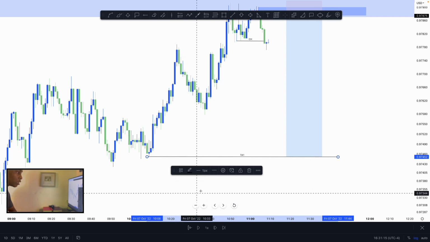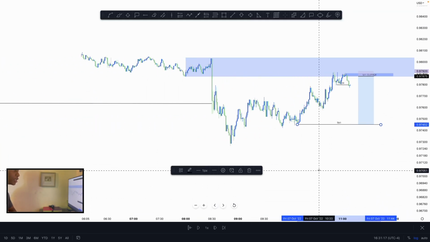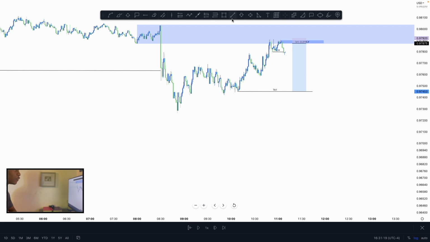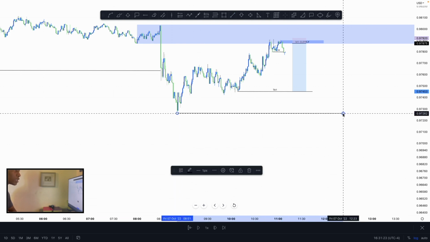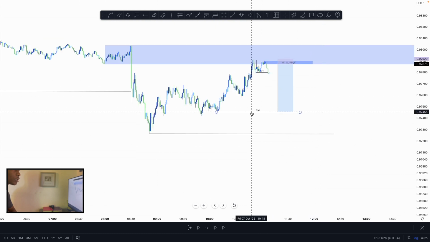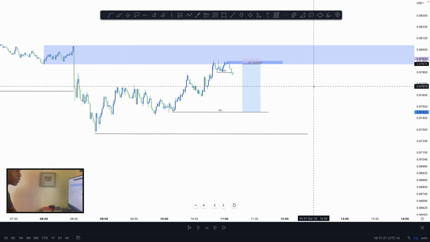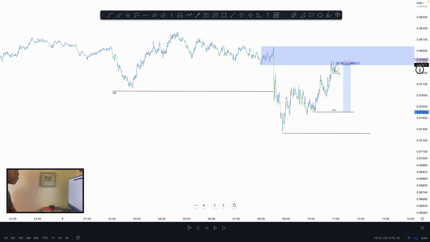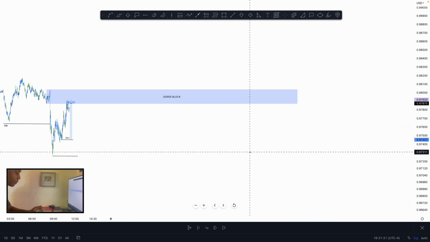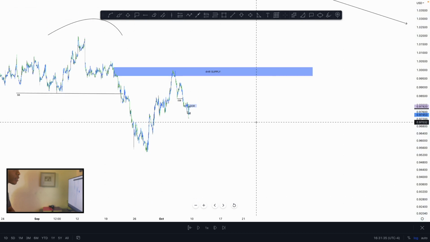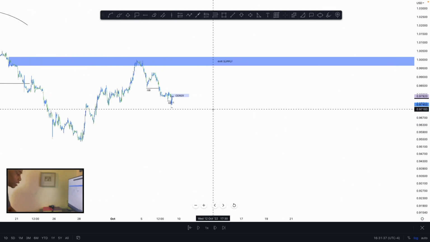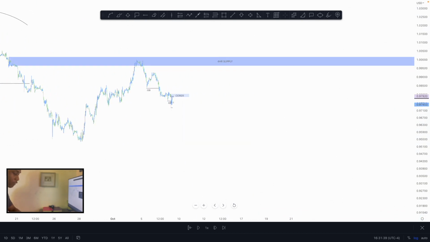Good. And potentially I could look for more movement down into this area right here, but my first target would be here, right? So let's get a recap from the 30-minute time frame. Not the 30-minute, let's go to 15.